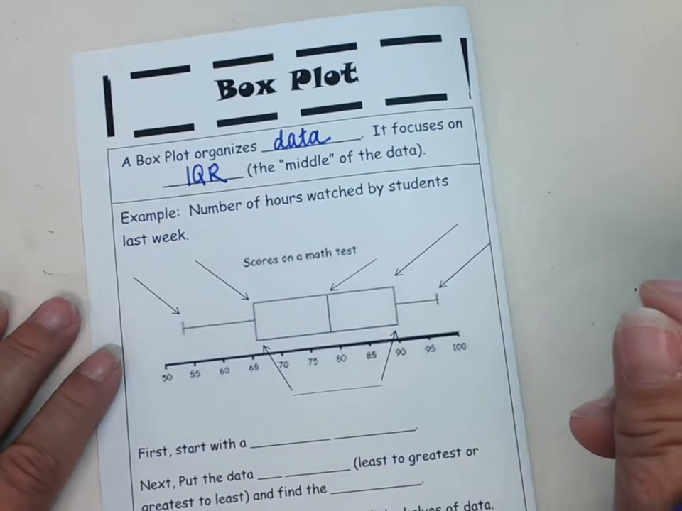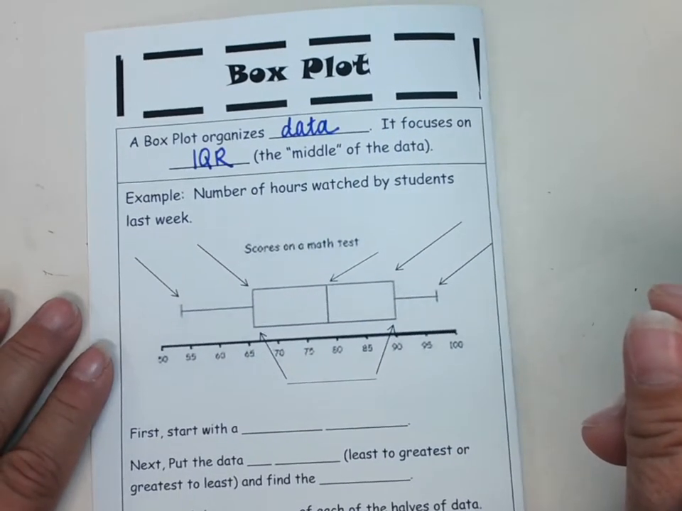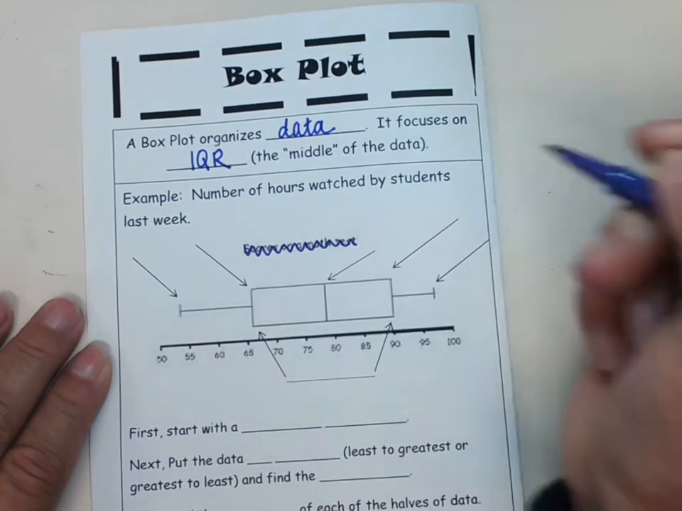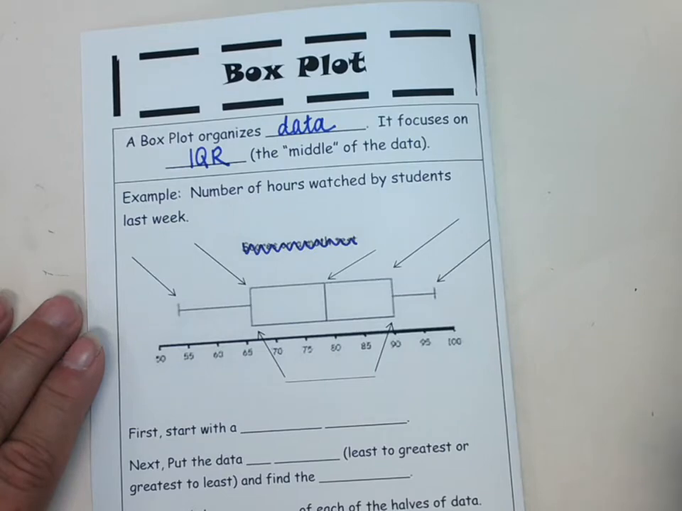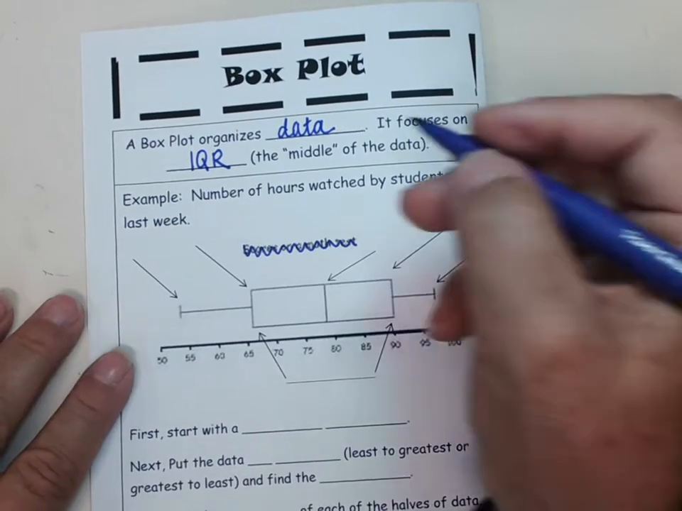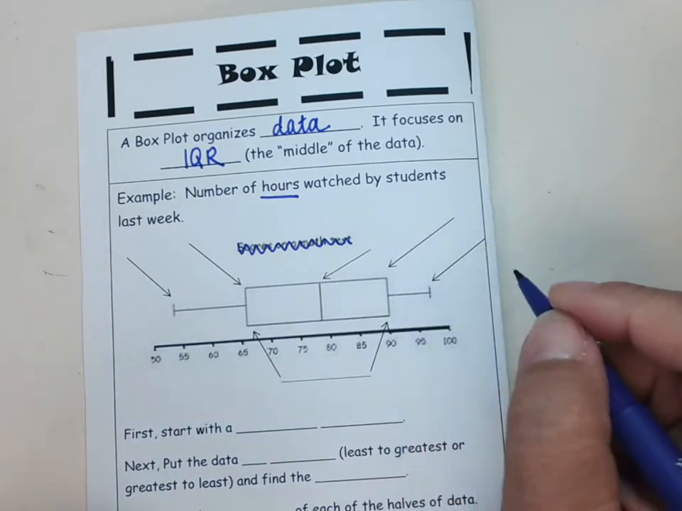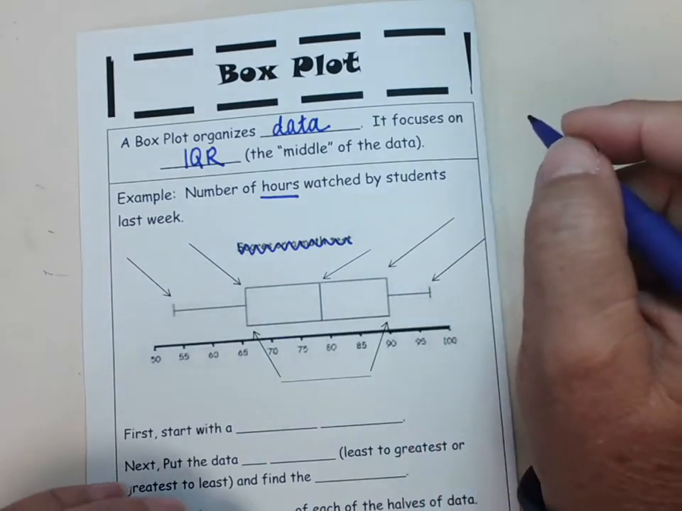So these are the number of hours watched by students last week. And then it says math test. We're going to call this, I don't know, number of hours. This is a horrible number of hours. Maybe this is in the summer.